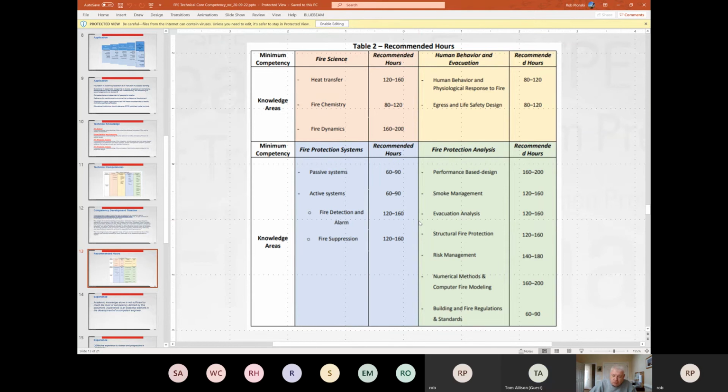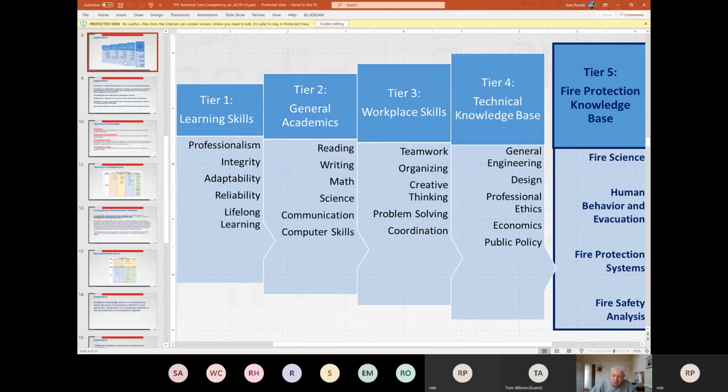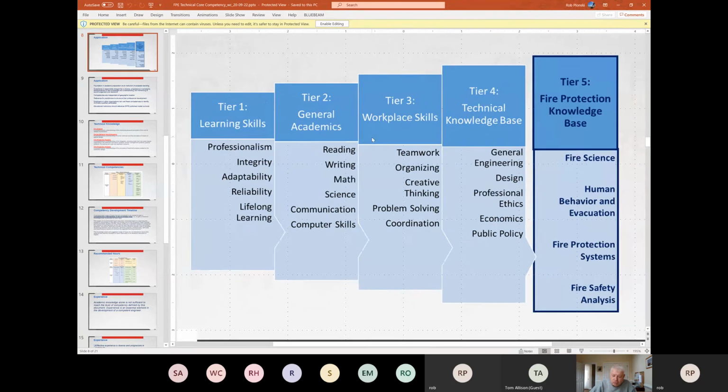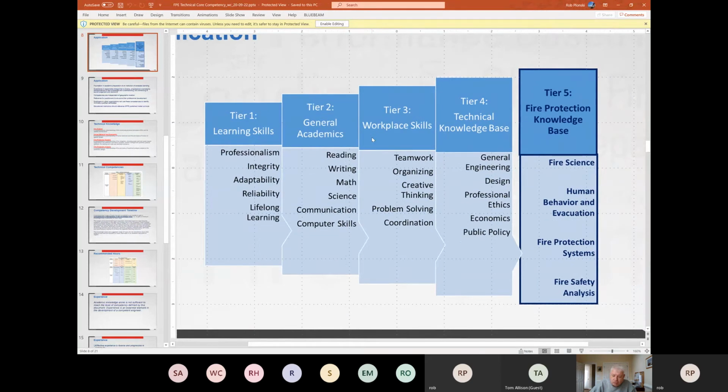Go back to slide 8. Give me just a second to get there. Hey, Rob, can you go to slide 8? There we go. So you'll see that in tier 2, the general academics is prepared along the career path.